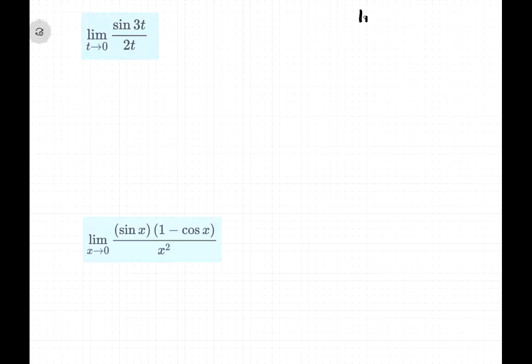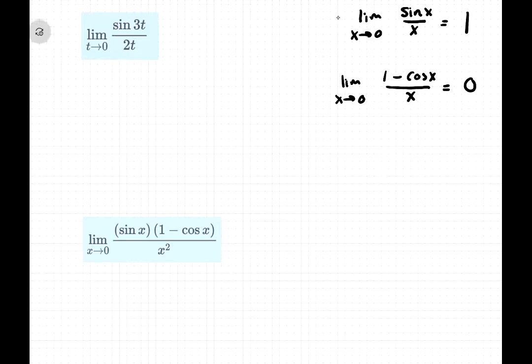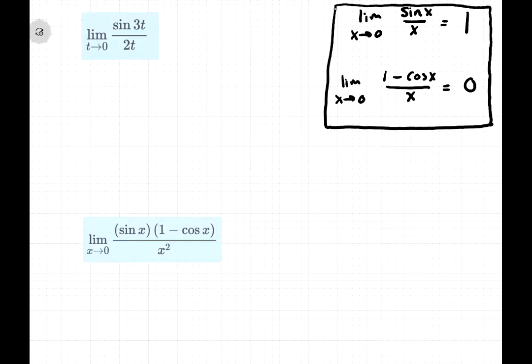So we have the limit as x approaches 0 of sine x over x is equal to 1, and we have the limit as x approaches 0 of 1 minus the cosine of x over x is equal to 0. So these are our two special formulas. The first one we proved using the squeeze theorem, and the second one we proved using conjugates.